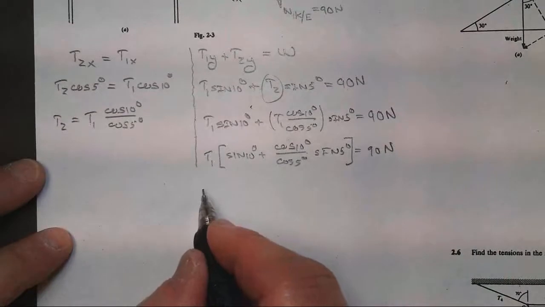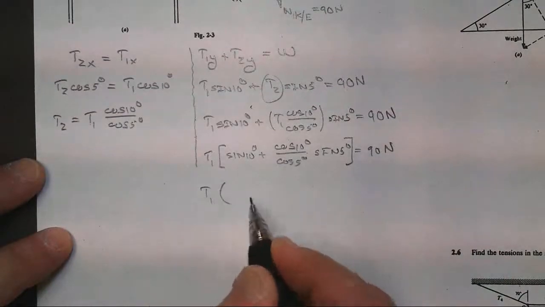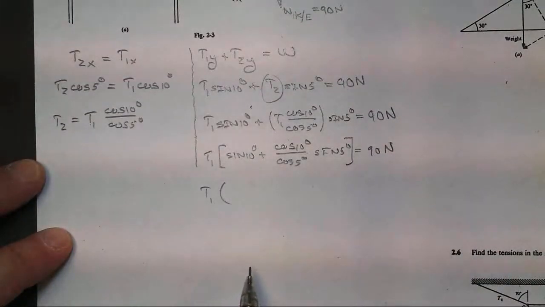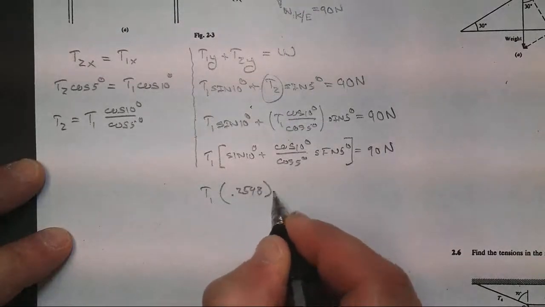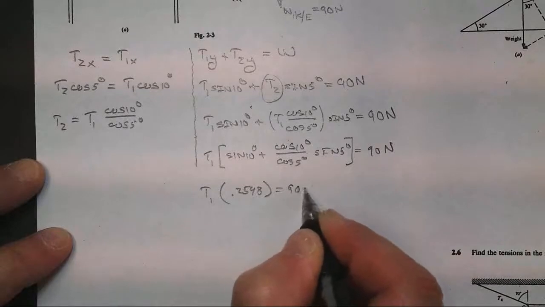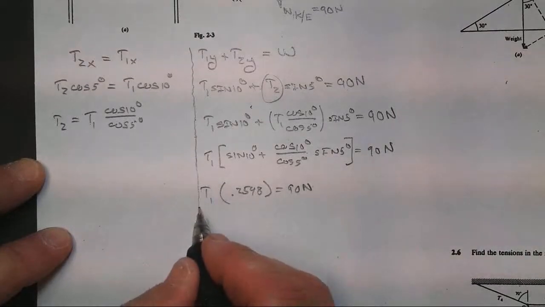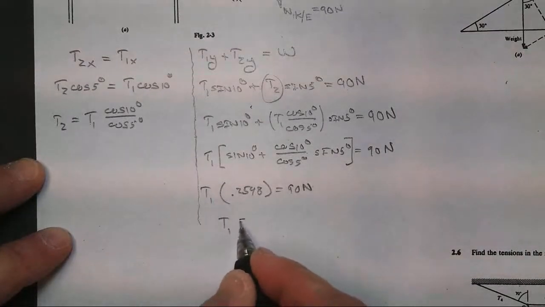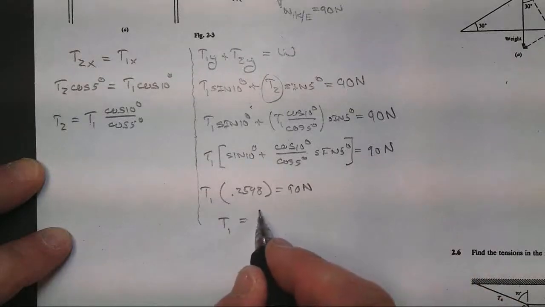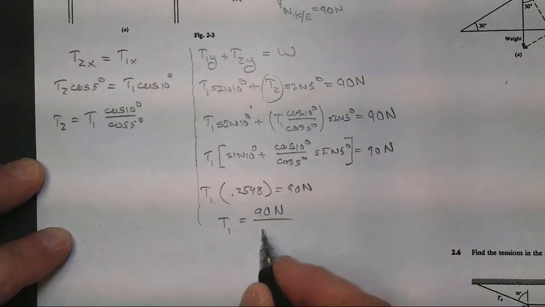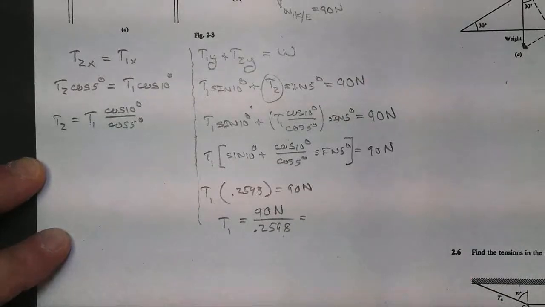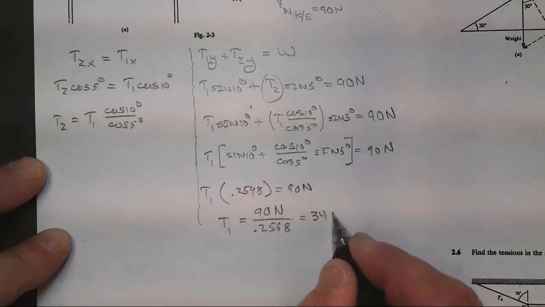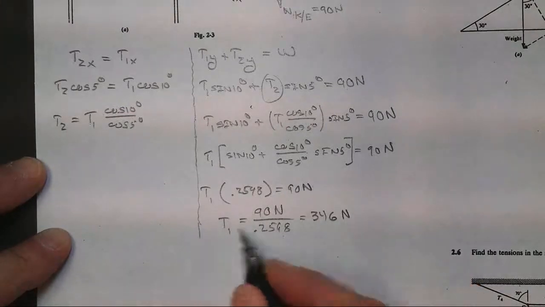We will basically find that we have T1 and all of the trig will reduce to 0.2598, and that equals 90 newtons. So to solve this for tension 1, divide both sides by 0.2598, so we'll have T1 equals 90 newtons divided by 0.2598. Plugging this into a calculator, we would see that T1 will sort itself out to be 346 newtons.